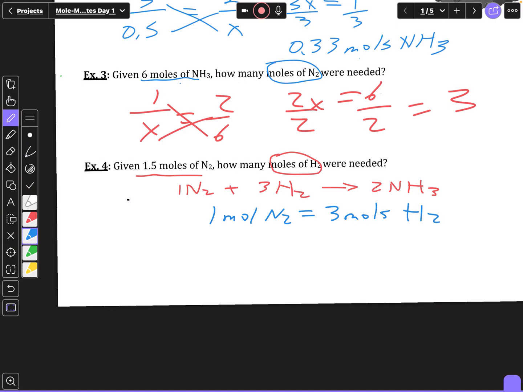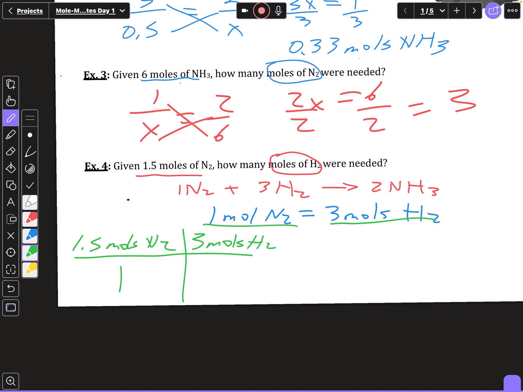I'm starting off in the problem, I'm given 1.5 moles of N2. Put that over 1, I'm going to multiply by my conversion factor. I'm looking for moles of H2, so I want to put the 3 moles of H2 on top. I'm going to put the 1 mole of N2 on bottom. That way my moles of N2 cancel, and what I'm looking for is the units that are left, moles of H2. Then I do the math.